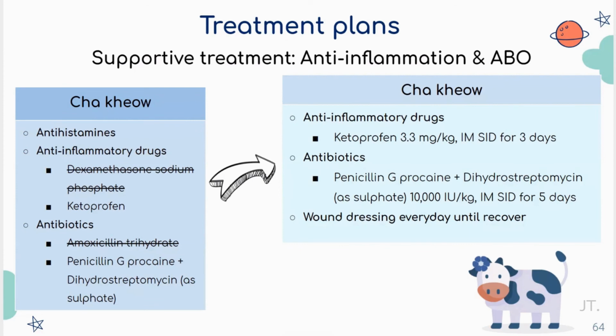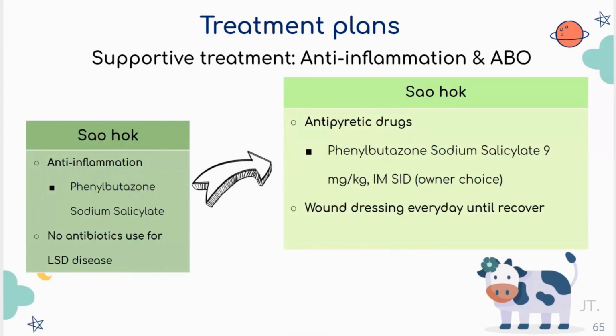For Cha Kiao from Farm 2, also in stable condition, but some wounds had scabs. So we decided to prescribe ketoprofen for 3 days and penicillin-streptomycin for 5 days together with wound dressing until recovered. Sao Hok from Farm 3 was in recovery state. The owner did not want to provide any antibiotics, and NSAIDs were only provided when the cattle had a fever.